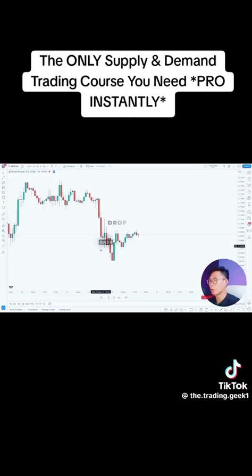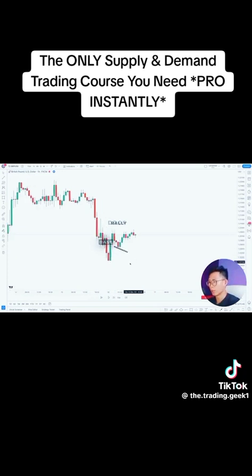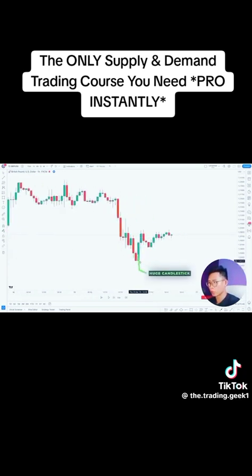Over here you can see there's a drop, base, rally. We can see that there's a huge bullish engulfing candlestick right here, which indicates there's a demand zone somewhere right around here. You can indicate the demand zone by drawing a box at this previous candle right here. So this would be our demand zone.